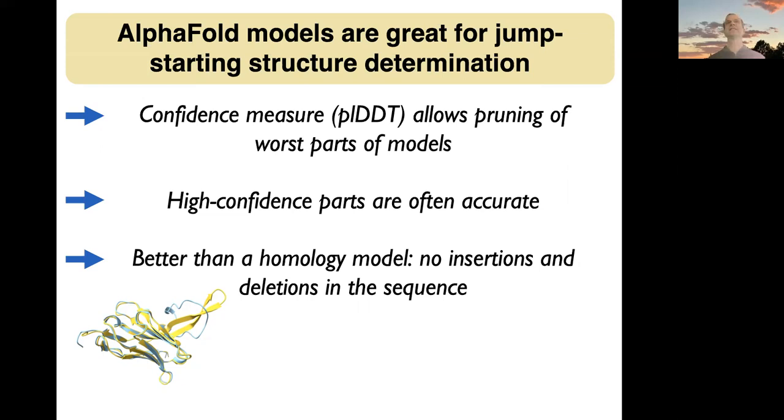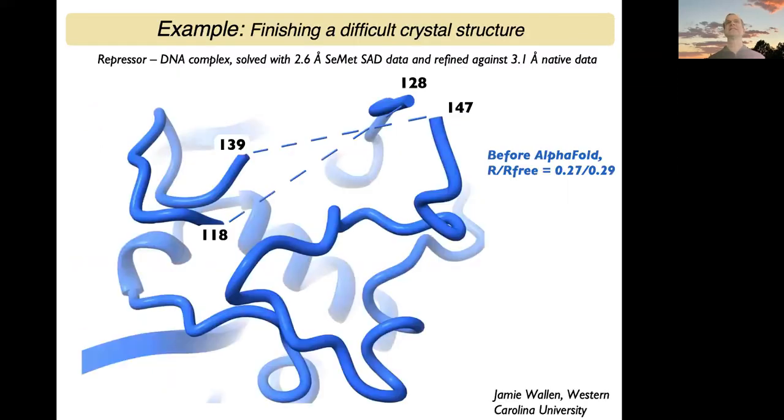Okay, so here's an example. This is a real life example. Jamie Wallen at Western Carolina University sent us a request for help a year ago with this structure where it didn't have great geometry, and he wanted help from Pavel Afonine. And Pavel gave it to me, and neither of us were able to really solve this problem. We got it a little bit better, but didn't solve it. Okay, and then fast forward a year later, we get to AlphaFold, and I asked Jamie, can we try this again? And so, yes, he said, let's do it.